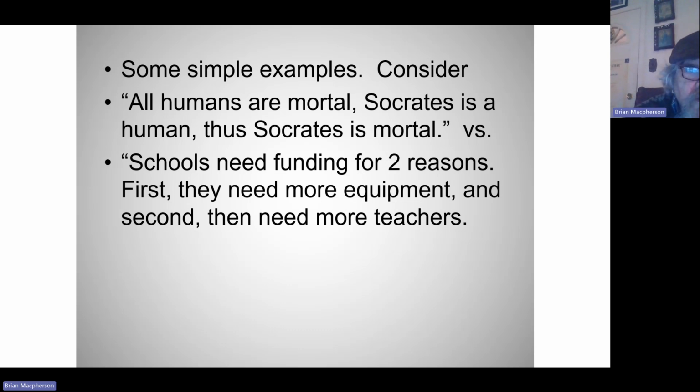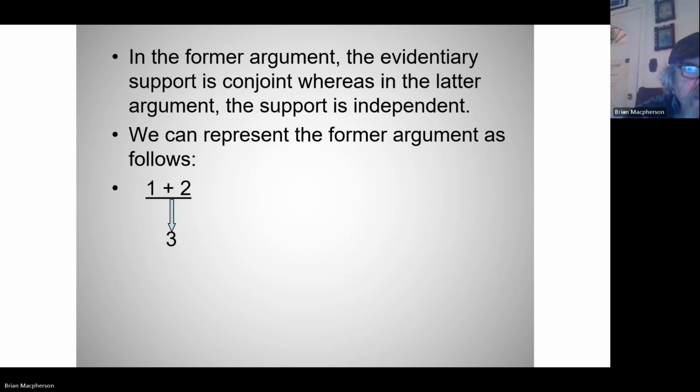So let's go to the first argument. All humans are mortal. Socrates is human, thus Socrates is mortal. In that first argument, as I say here, the evidentiary support is conjoint. All right. We can represent this first argument as follows. So what this says, let's just read it. It says 1 and 2. So if the premises conjointly support the conclusion, then you write 1 plus 2 together, underline it, and then have an arrow going down to 3. And what this arrow says is 1 and 2 conjointly support the conclusion.